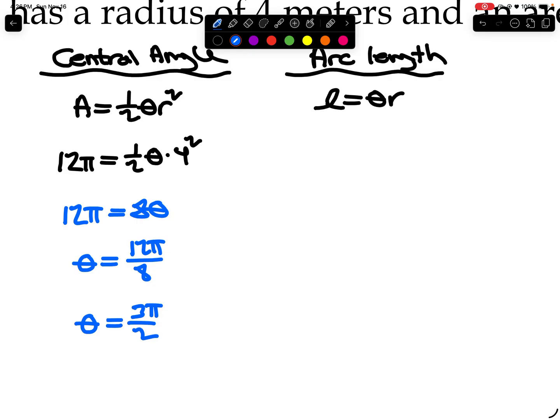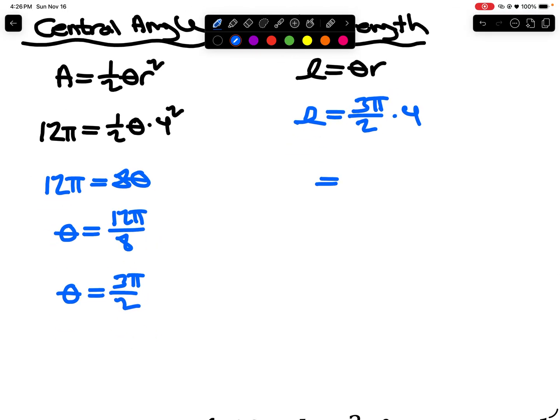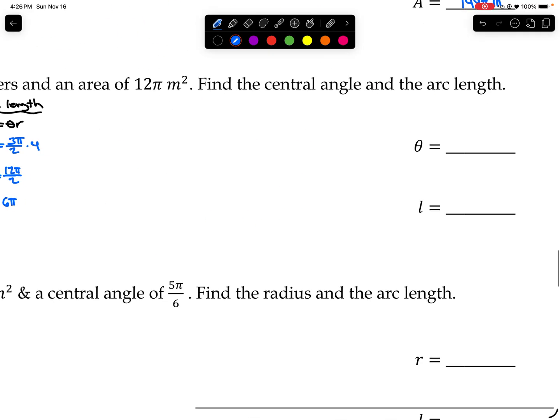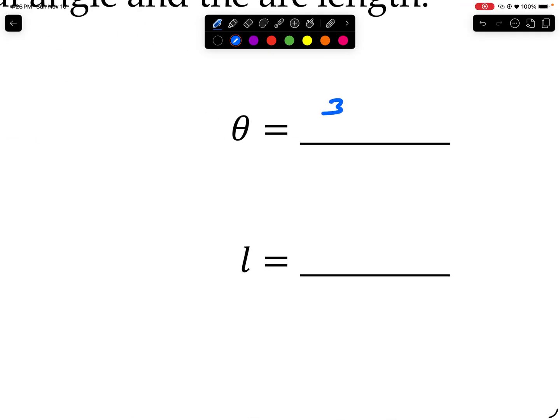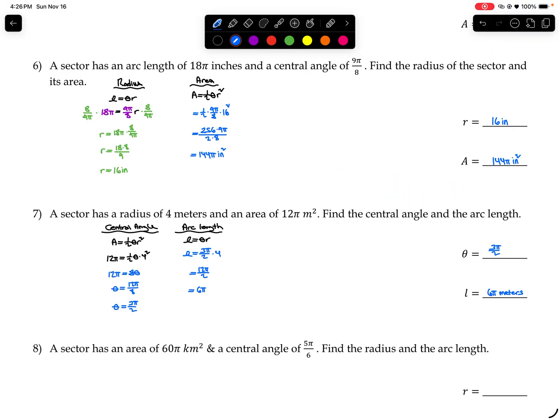So your arc length, which is what we're solving for, is going to be equal to the central angle, which is 3 pi over 2, times our radius, which we know is 4. So that tells me 3 pi times 4 is going to be 12 pi divided by 2, which is going to give you 6 pi. So 6 pi meters. So central angle is 3 pi over 2. And then the arc length is going to be 6 pi meters. I'm going to write out meters just so that it doesn't look like it's miles or anything like that.